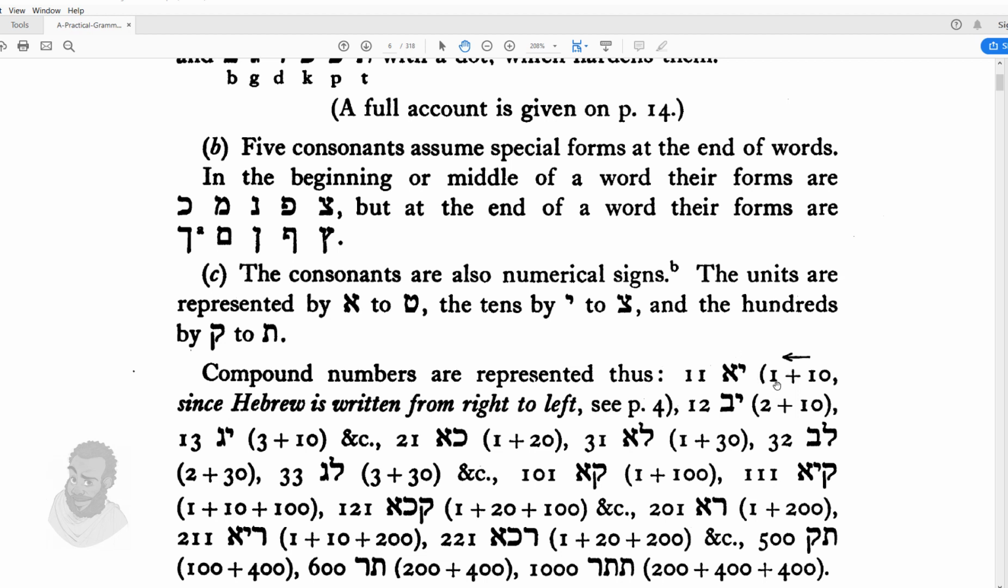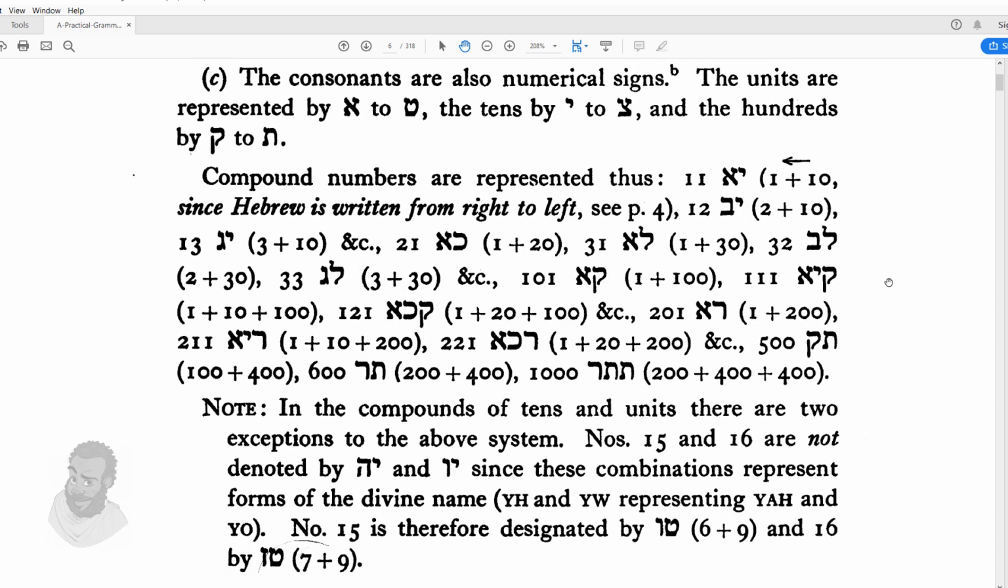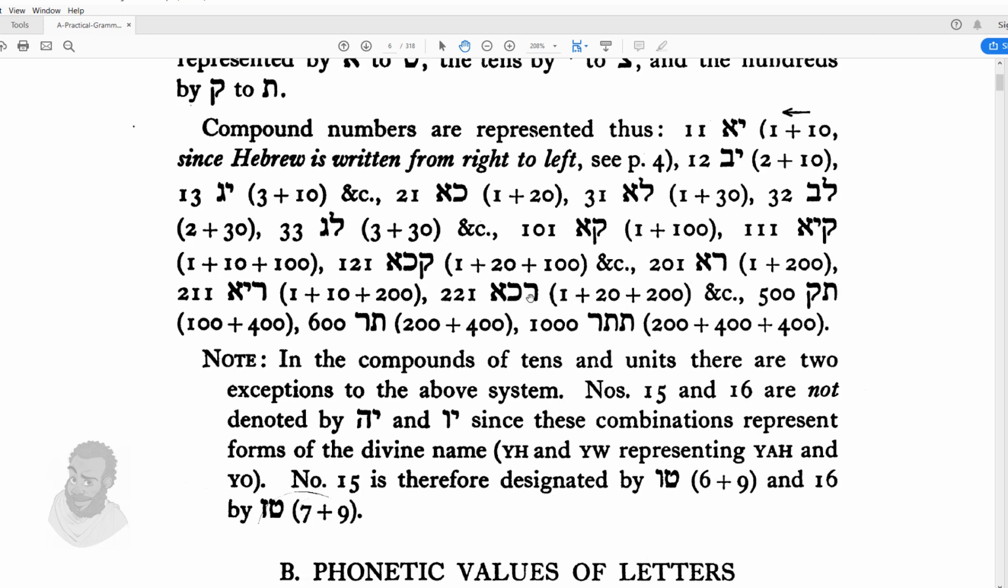Okay, so now compound numbers are represented thusly. You have Yod Aleph, which is 10 plus 1, that's 11, since Hebrew is written from right to left, and then you continue. So you have Yod Beth, Yod Gimel, Kaf Aleph, Lamed Aleph, Lamed Beth, Lamed Gimel, Kof Aleph, Kof Yod Aleph, and it continues, okay? As you see here.